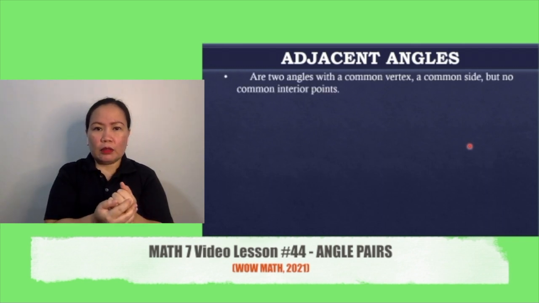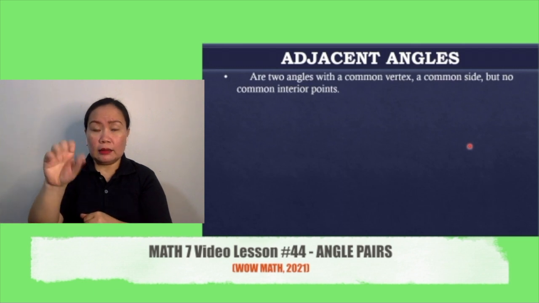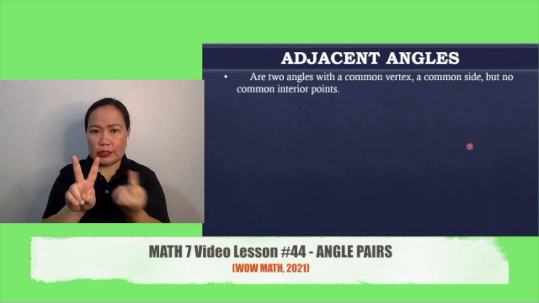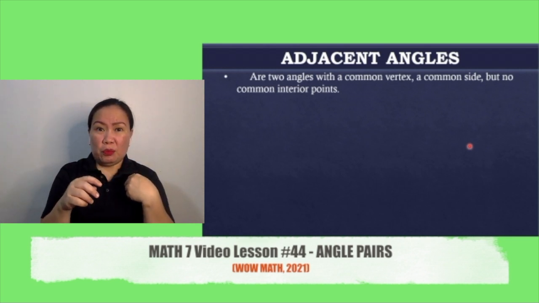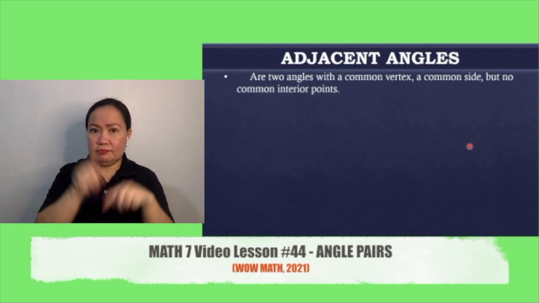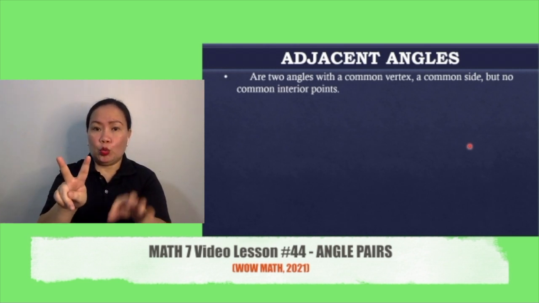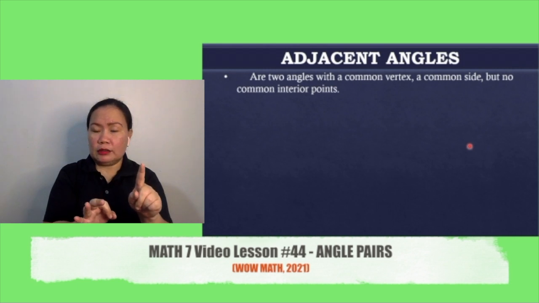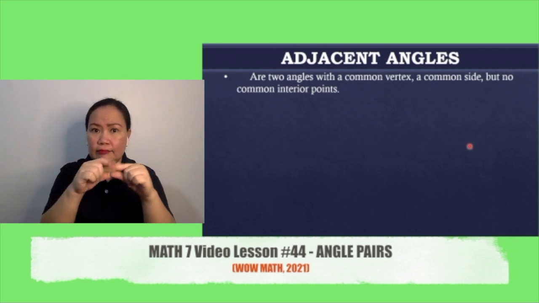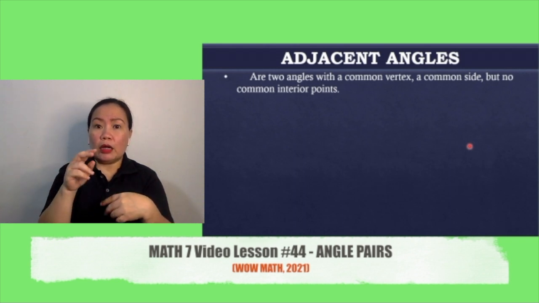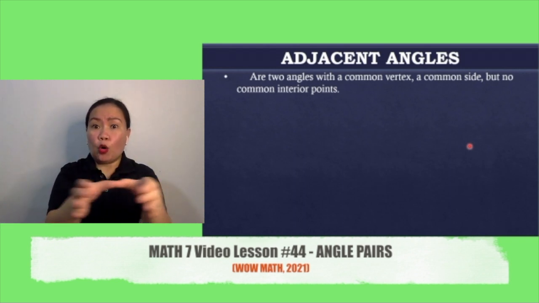So, pag sinabi nating adjacent angles, these are two angles. So, again ha, it's always two. Okay? So, kung meron kang isang angle lang, hindi po natin siya pwedeng tawagin na angle pairs. Ano yung mga angle pairs? Yung anim na yon. So, pag isa lang yung angle, hindi siya belong dun sa angle pairs. Okay? So, adjacent angles are two angles with a common vertex, a common side, but no common interior point.